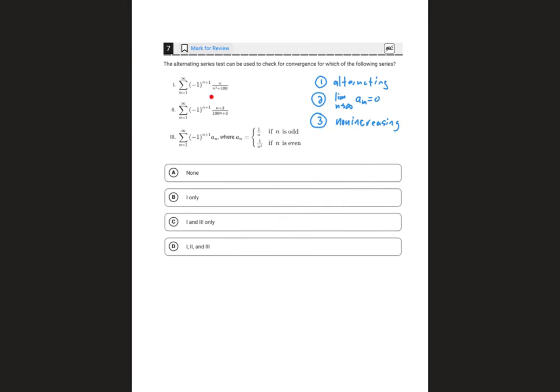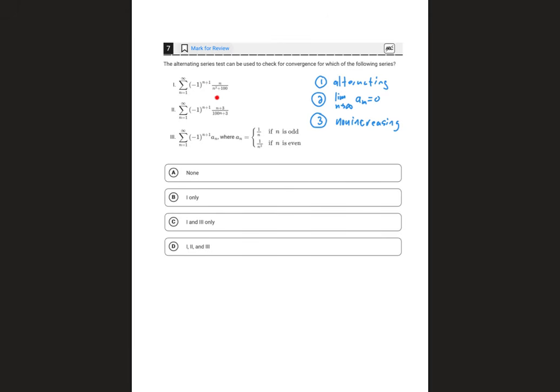Okay, so this one here, basically that 100, when n goes to infinity, won't matter. Actually, sorry, let's do the alternating first. It is alternating, so that checks out. Really, all of these are alternating because they have this alternating series term. So number 1 will check out for all of these. So let's look at number 2.